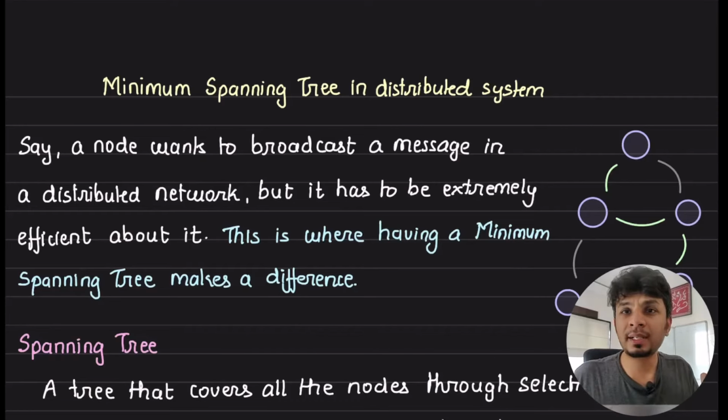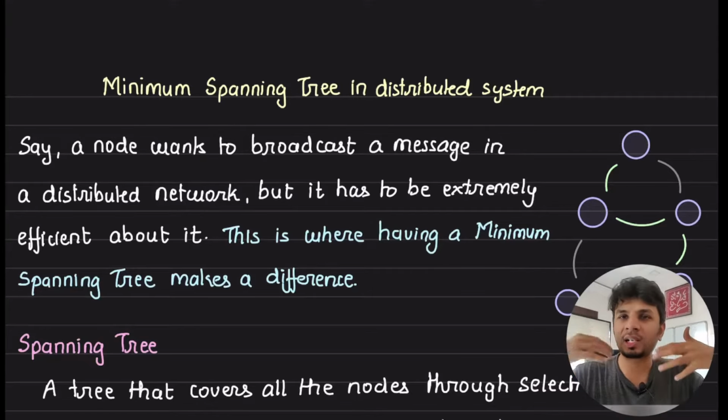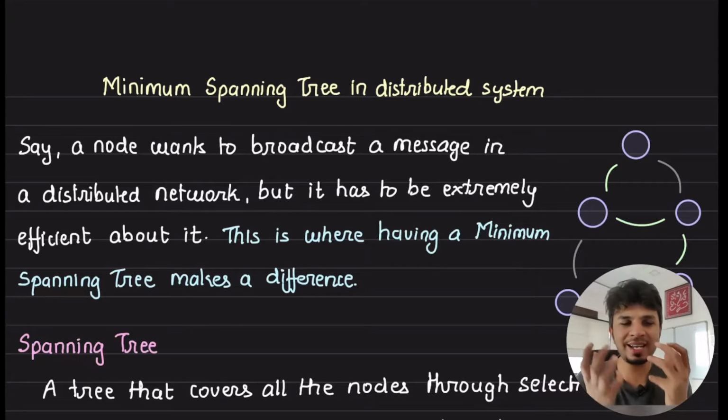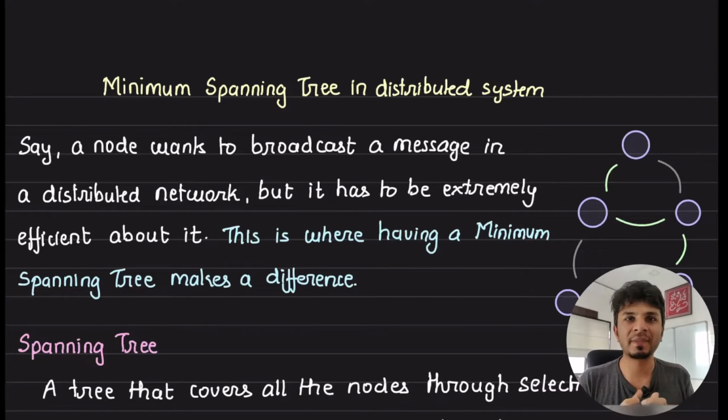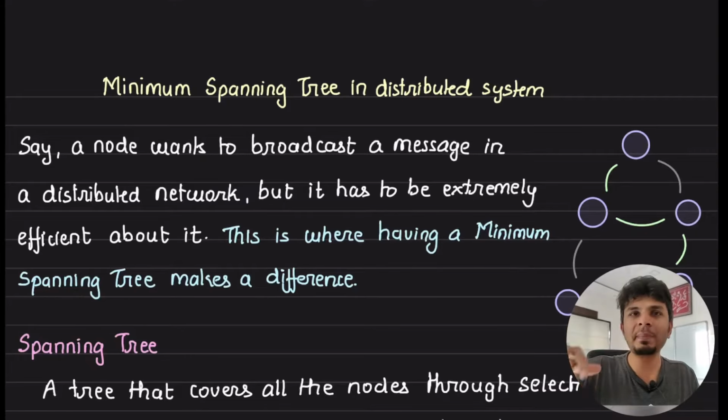So nodes in a distributed system need to exchange a lot of messages. A naive way to do this is to flood the network with the messages across all the connection lines. But this is highly inefficient and would unnecessarily congest the network. Hence, we need a distributed network to maintain a minimum spanning tree so that we can broadcast this message to all the nodes in the most efficient way possible.